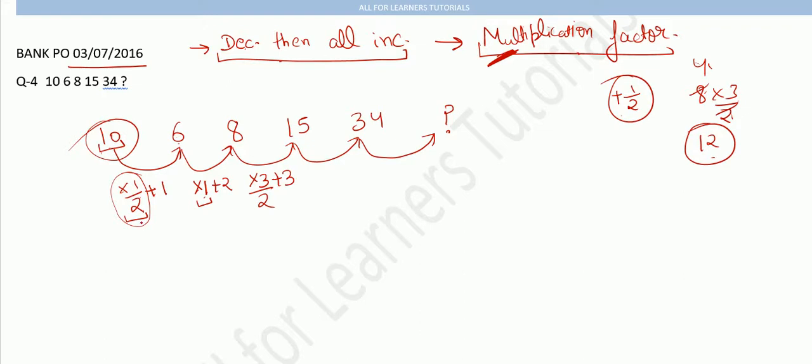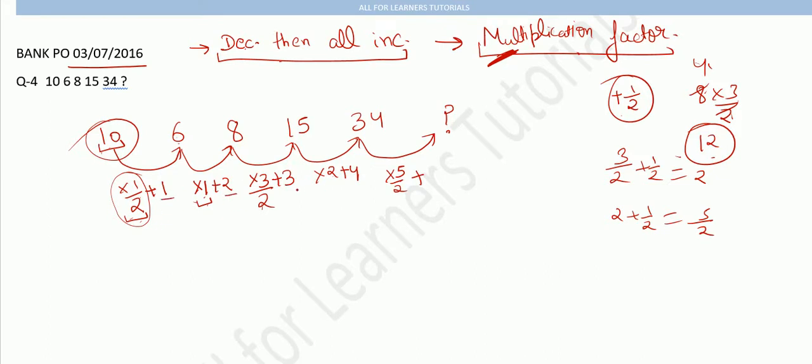Now 10 divided by 2 is 5, 5 plus 1 is 6, 6 into 1 is 6, 6 plus 2 is 8. Now we have got some series: half, then 1, the next should be 3 by 2. 8 into 3 by 2 is 12. 12 plus 3 is 15. Similarly 3 by 2 plus half is 2. So 15 into 2 is 30. 30 plus 4 is 34. That means we are getting the logic now. 2 plus half is 5 by 2. So it should be 5 by 2 plus what?